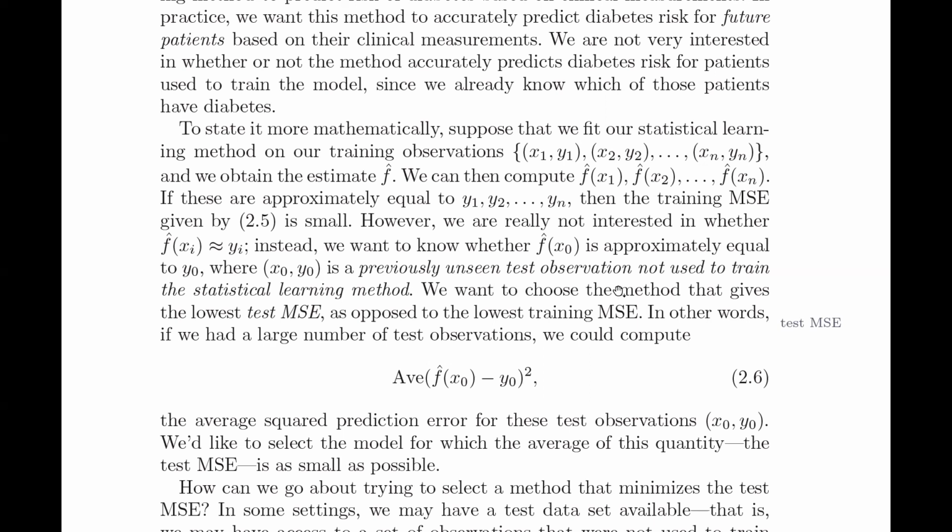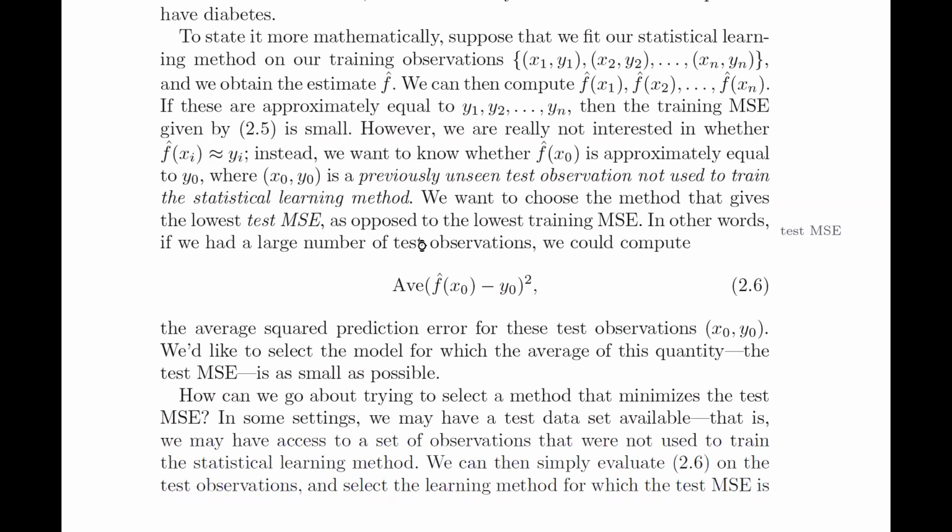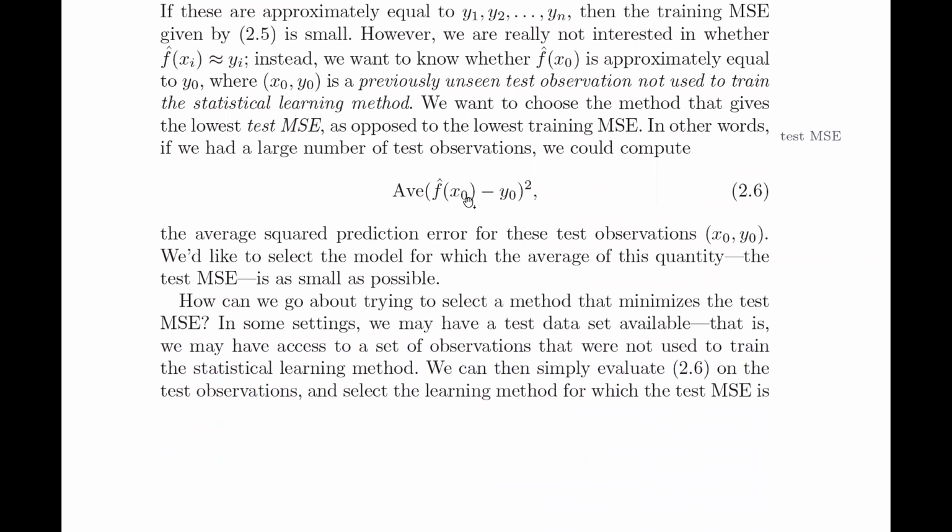It is an unseen test observation not used to train the statistical learning method. We want to choose the method that gives the lowest test mean squared error, and test is the unobserved data. Should I put it that way? Yeah, I think that works. As opposed to the lowest training mean squared error.